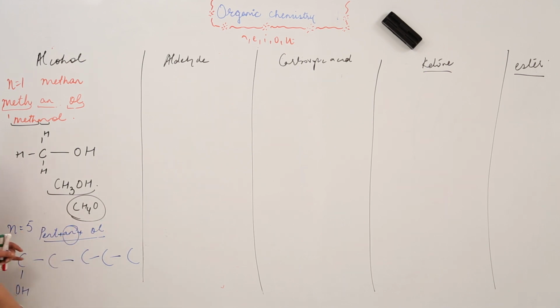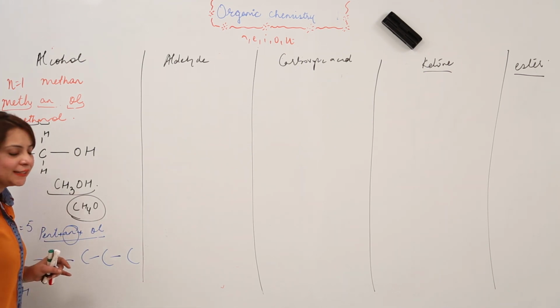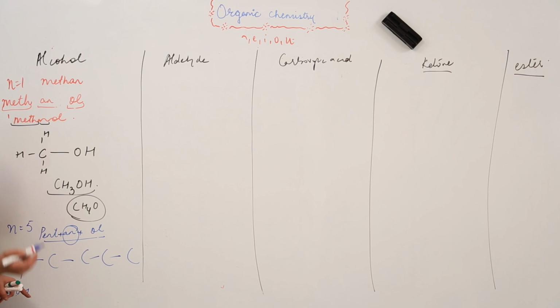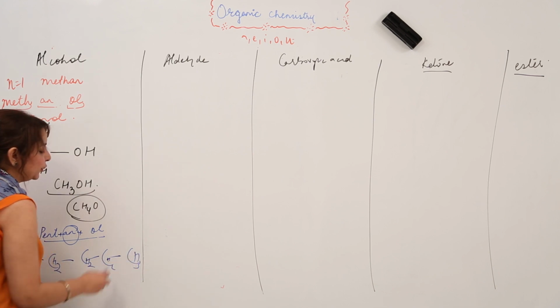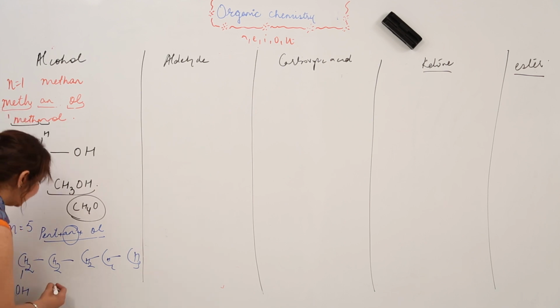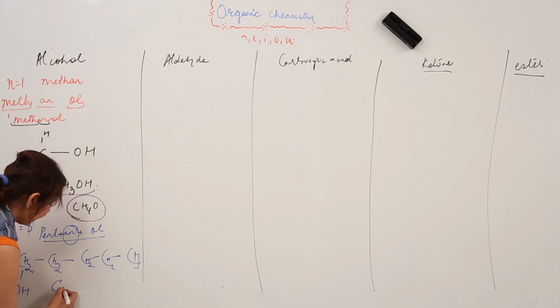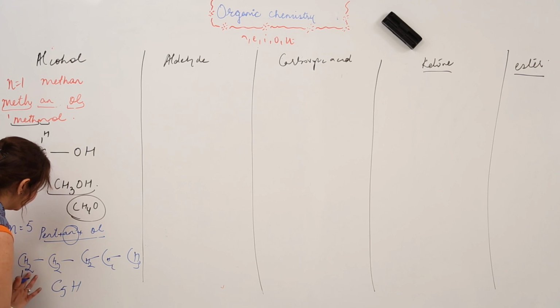Now I am just going to satisfy the valency, and you know how to satisfy it by looking at the bonds the carbon is forming. This carbon is forming 2 bonds, that means 2 valencies are left unsatisfied. So CH2, again 2H is to be put, and here we have 3. Now we can write the condensed formula. How many C? 5. How many H? 2, 4, 6, 7, 8, 9, 10, 11.